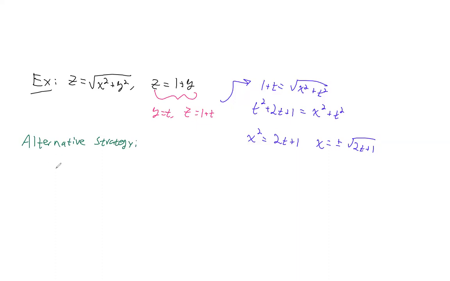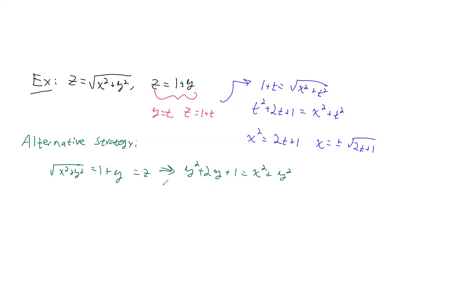An alternative strategy would be to say that root x squared plus y squared is equal to 1 plus y, because they're both equal to z. And what does that give us? Well, squaring both sides. Sorry, not 1 plus y squared, just 1 plus y. Again, squaring both sides would still give us y squared plus 2y plus 1 is equal to x squared plus y squared.